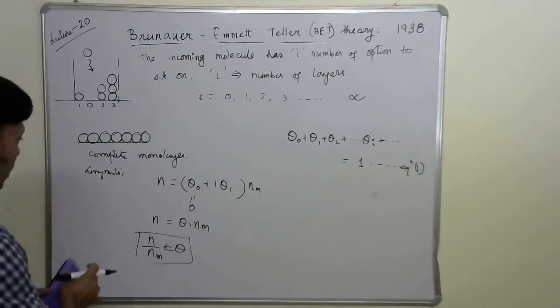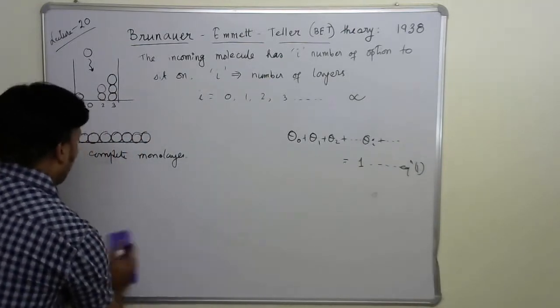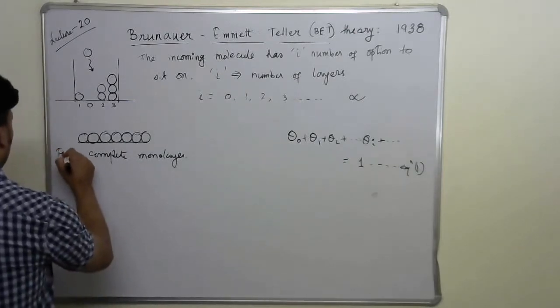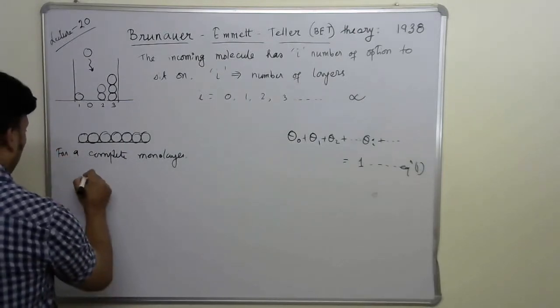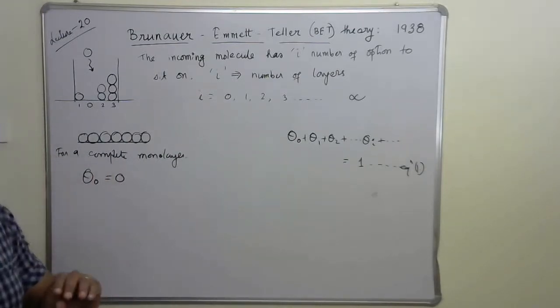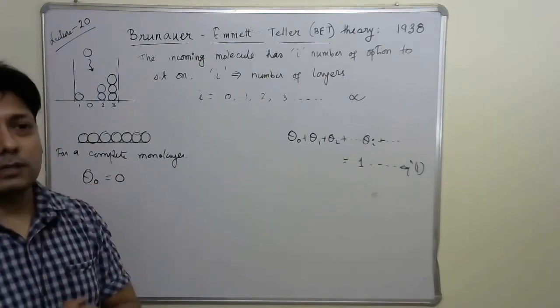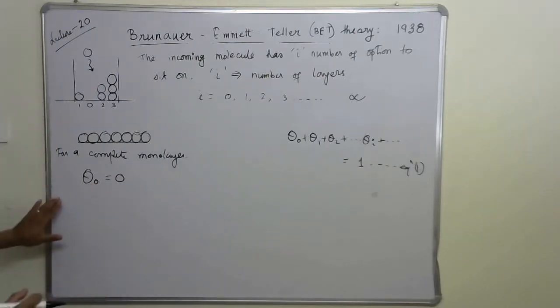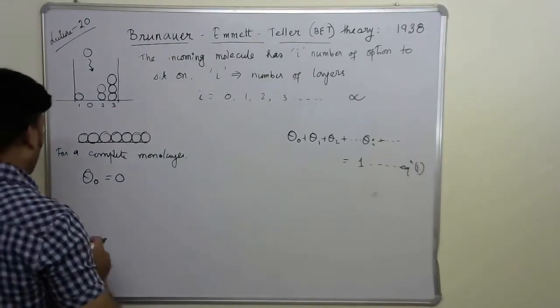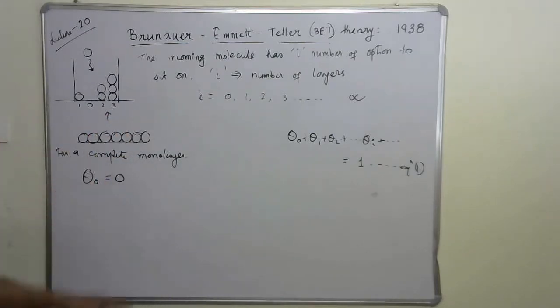So what we understand is that for a complete monolayer, and this is very important, the value of theta 0 is equal to 0, because there is not a single place where no molecule is sitting. All right, so we have to understand that. Having said that, the most important scenario is the BET situation.